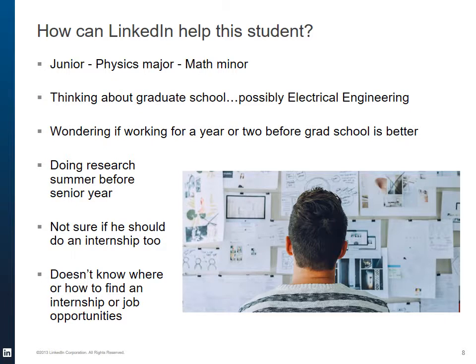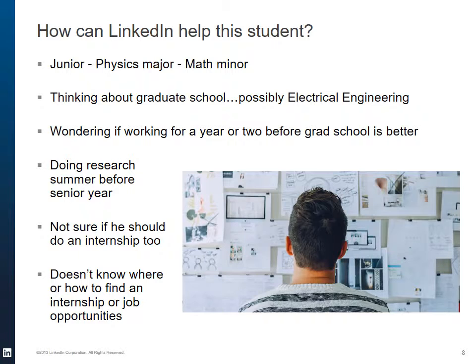So one more scenario. I have a junior physics major, math minor. He's thinking about grad school, possibly electrical engineering, wondering if working for a year or two would be better than just going straight into grad school, not quite sure what he wants to do there. He knows he's doing research this summer before his senior year, but he's not sure if he decides to work, should he do an internship next year, and he doesn't really know how to get started either. So can anybody relate to this one? See some nods, yeah.